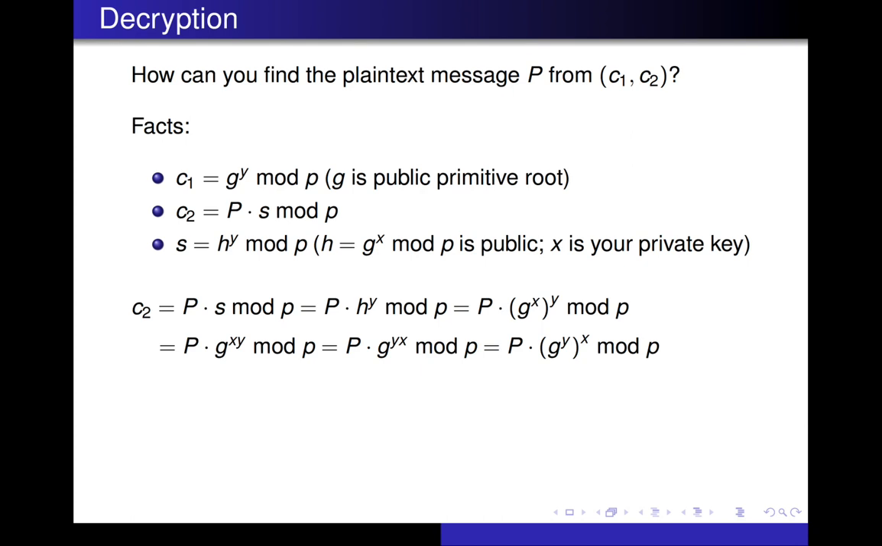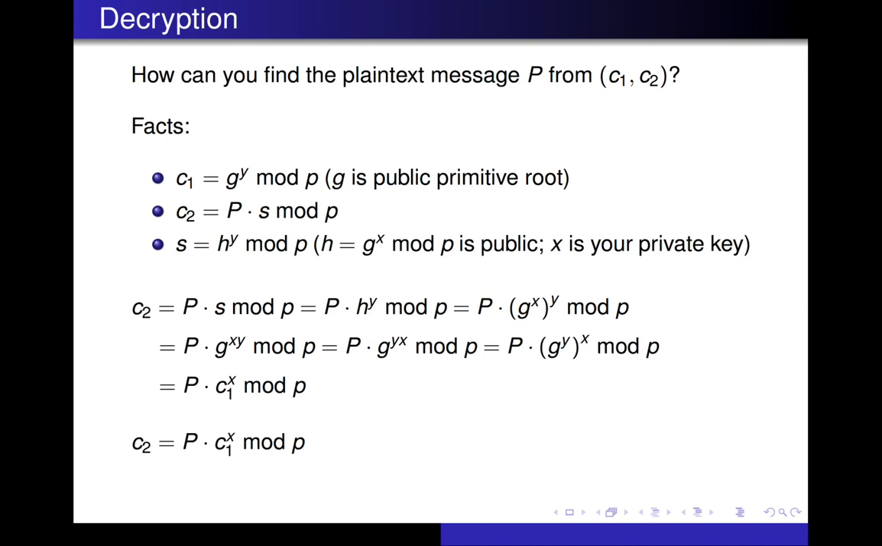If you look at that first fact that we have up there in those bullets, our first bullet, C1 is equal to G to the Y. So G to the Y mod P is the same as C1 mod P. And so what we get is C2 is equal to P times C1 to the X mod P. And notice that that equation does not involve Y at all. It only involves C2, which we know. It involves C1, which we also know. P, the plain text, we also know. And finally, X we know because that is our private decryption key.